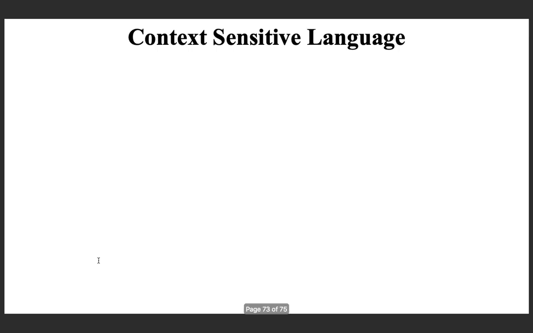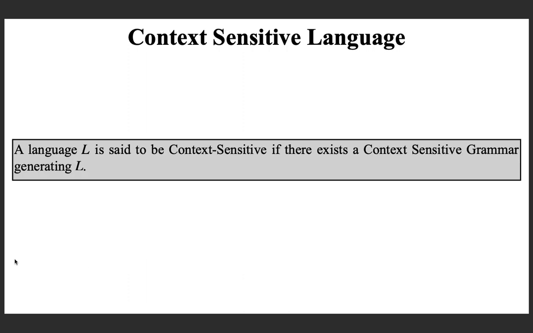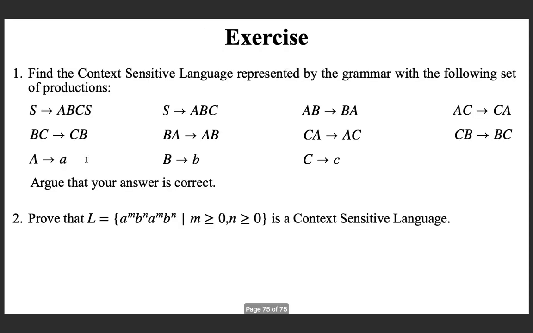Now going to define the class of context sensitive languages. A language L is said to be context sensitive if there exists a context sensitive grammar generating that language. For example, the language a to the power n, b to the power n, c to the power n, where n is greater than or equal to 1, is a context sensitive language because we have seen a context sensitive grammar generating that language.